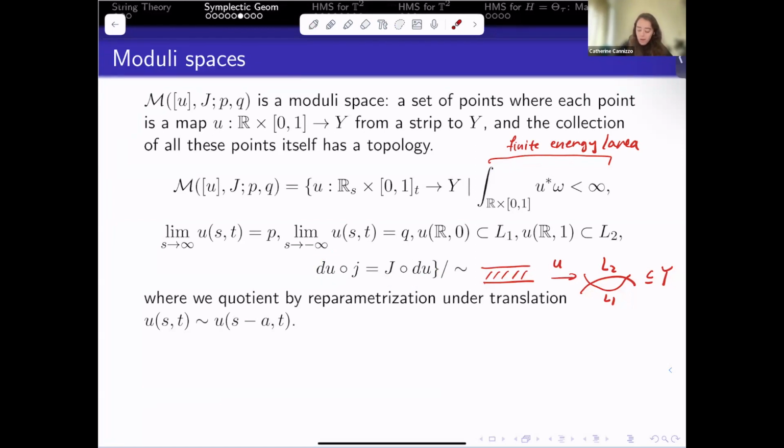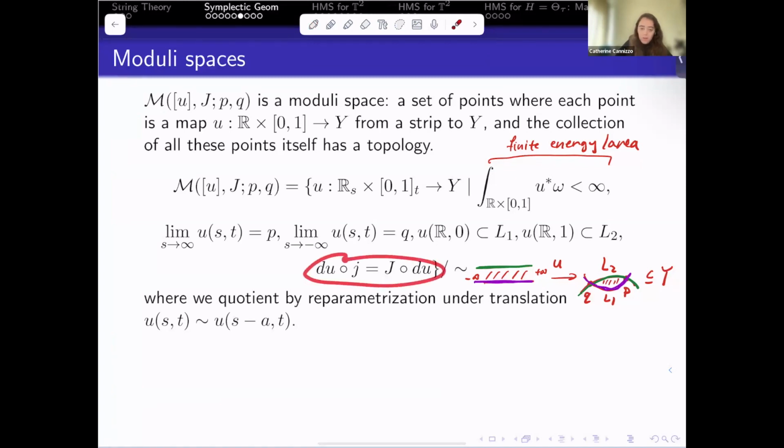So let me just go in the order I have written here. The limit, as you go off to positive infinity, so here's positive infinity, it limits to one of the intersection points, P. The limit as you go off to negative infinity limits to another intersection point, Q. And the sides map onto the Lagrangian. So sometimes you'll hear the words Lagrangian boundary condition. We're saying that this boundary of the strip maps to L2, and this boundary of the strip maps to L1. And the interior of the strip is mapping between the two.